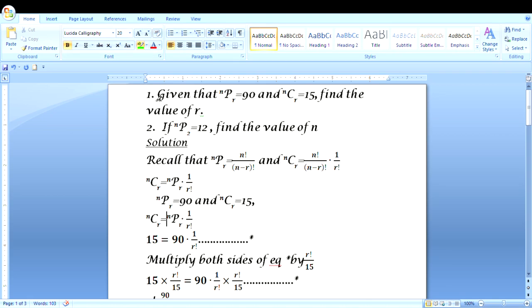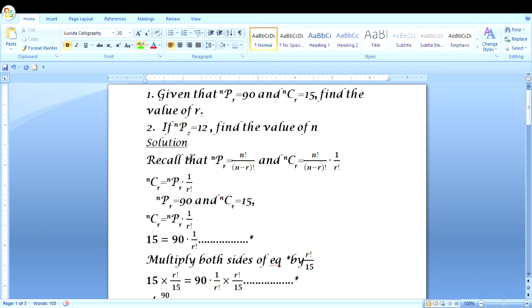Here, let's take a look at these questions involving permutation and combination. Given that nPr equals 90 and nCr equals 15, find the value of r. Second, if nP2 equals 12, find the value of n.